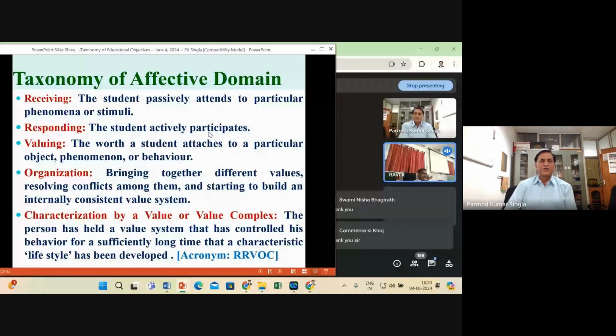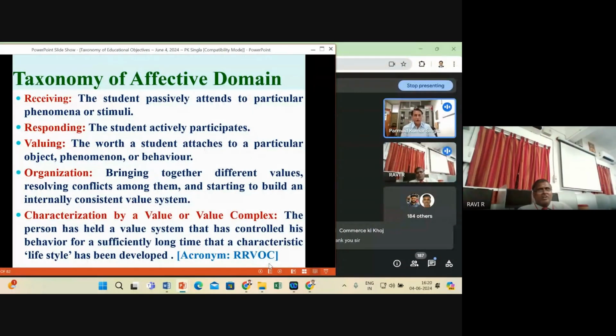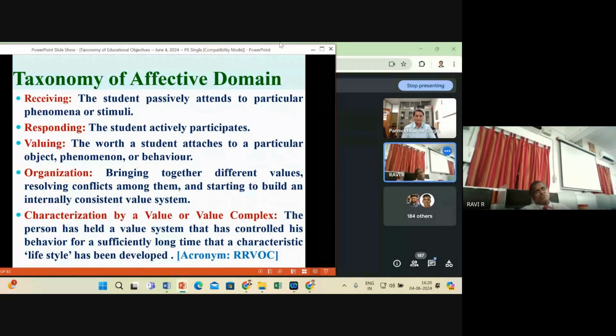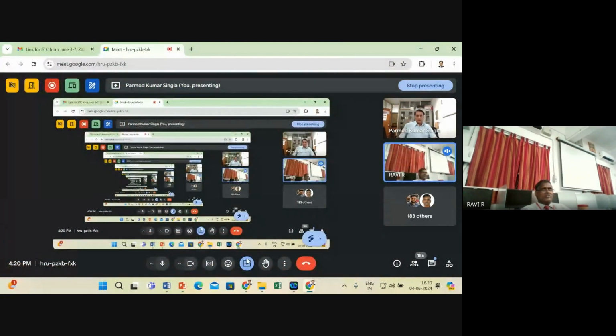This is the acronym I used for the affective domain at the below, RRVOC. Receiving, responding, valuing, organization, and recognizing. Okay. Okay, sir. Now understand. For your subject, end semester question, do you use the three domains of different levels? Yes.